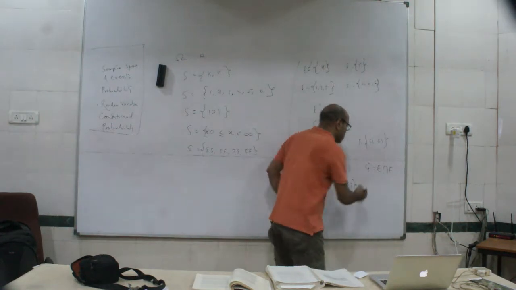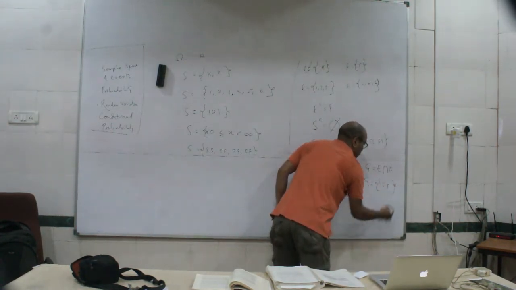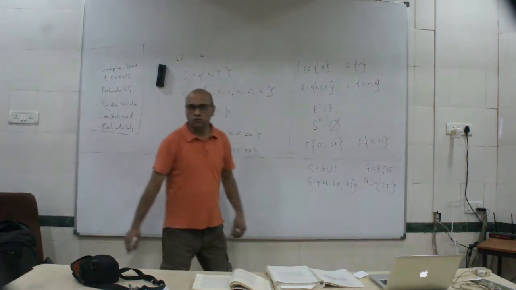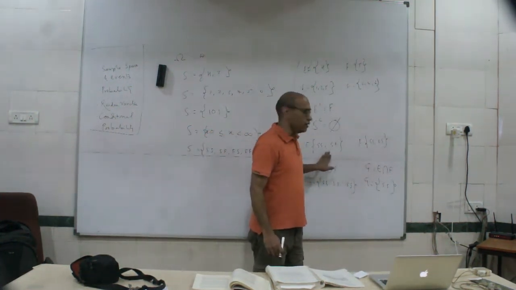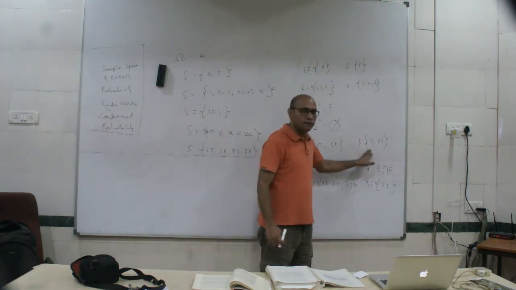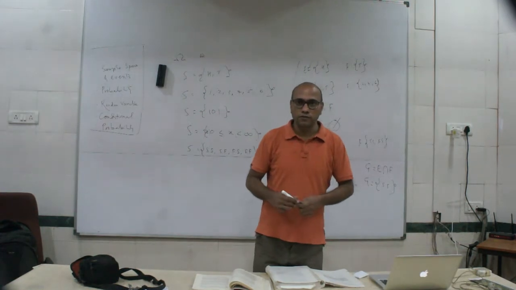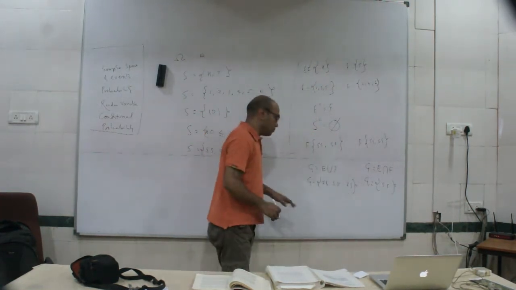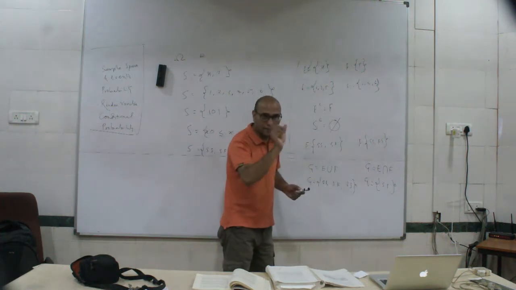S, S. So G consists of S, S, that's it. So the only element that is common in both E and F is success for both the trials. Okay. So when I say union, I can actually create events.